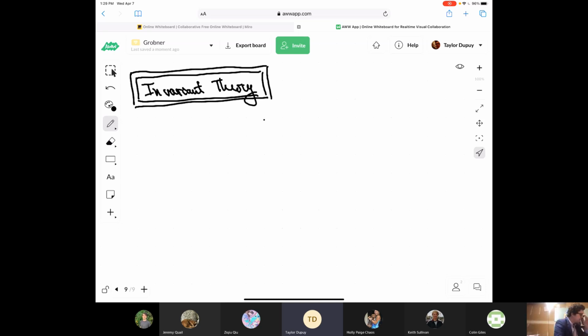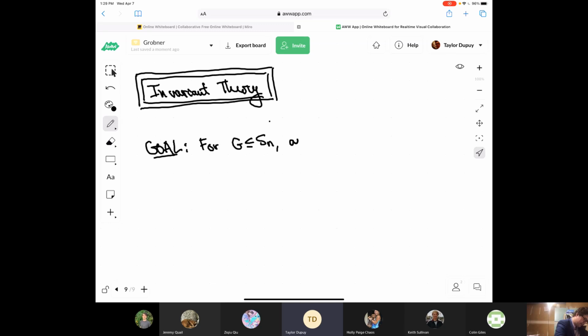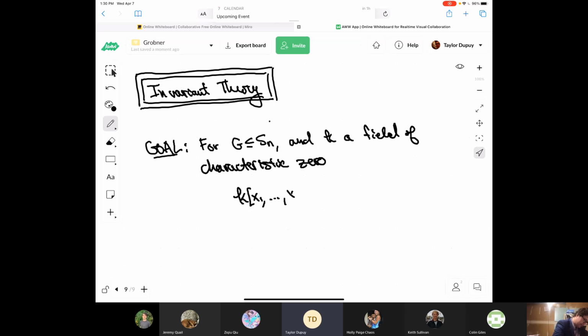Okay, and so the goal was to prove that for G a finite group, for G a subgroup of Sn, and K is a field of characteristic 0 and the polynomial ring is K[x1, ..., xn], that this thing here, the ring of invariants K[x1, ..., xn]^G, is finitely generated as a ring.